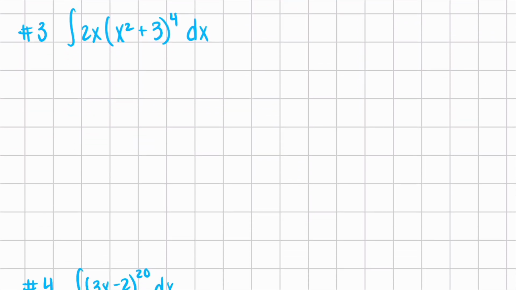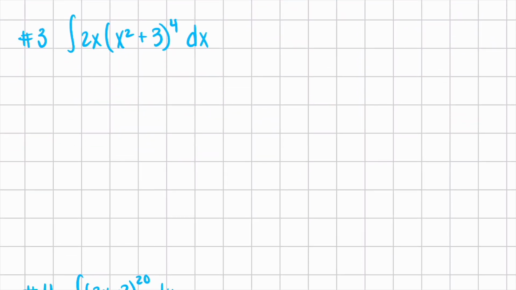Let's do another one. Same thing, this one's going to require U-substitution. I'm going to take what's inside my parentheses and make that equal to u.